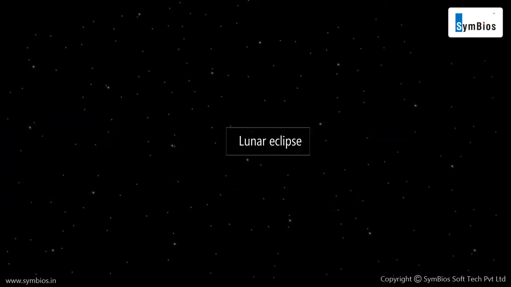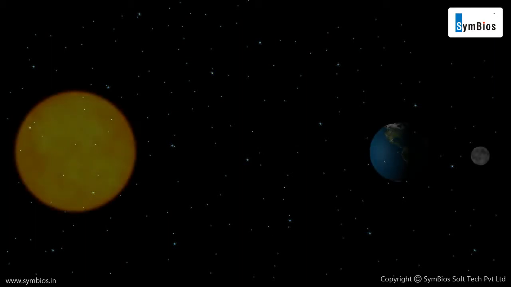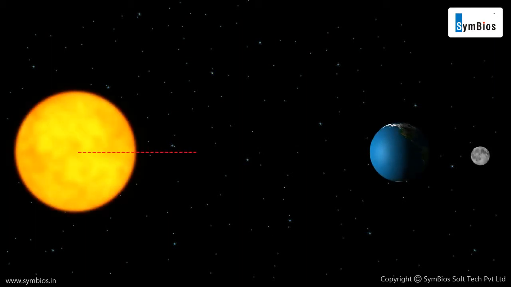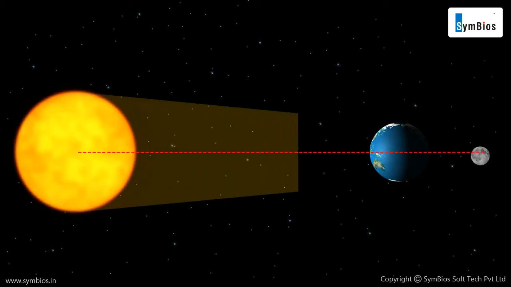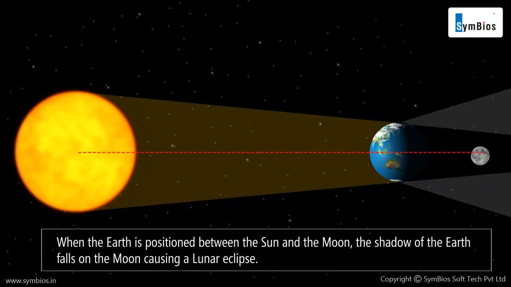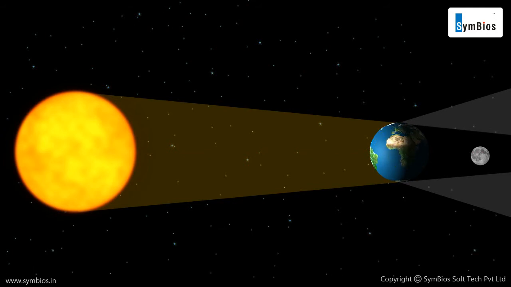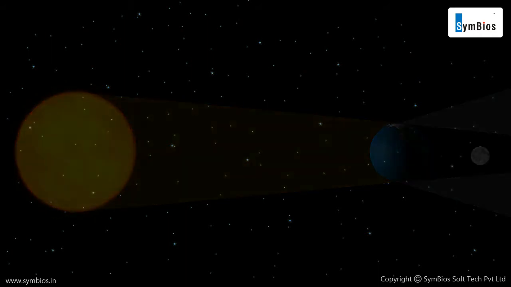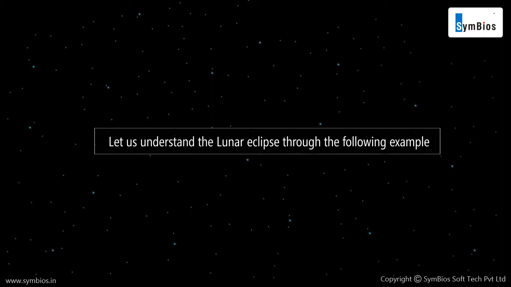Lunar eclipse. If the sun, earth and the moon come in a straight line on a full moon day and the earth is positioned between the sun and the moon, the shadow of the earth falls on the moon, causing a lunar eclipse. As the moon revolves around the earth, it passes through various regions of the shadow. Let us understand the lunar eclipse through the following example.